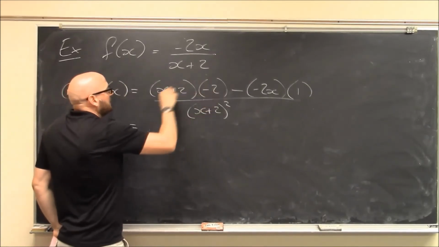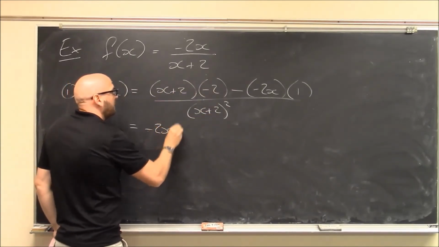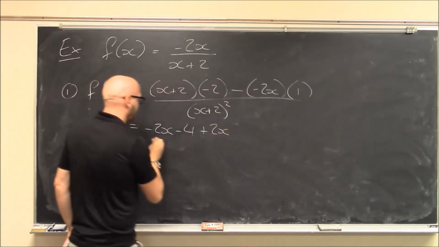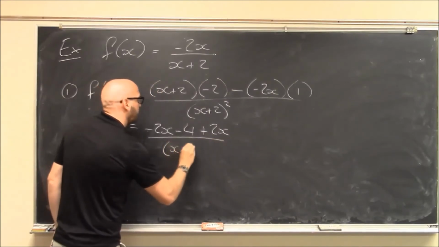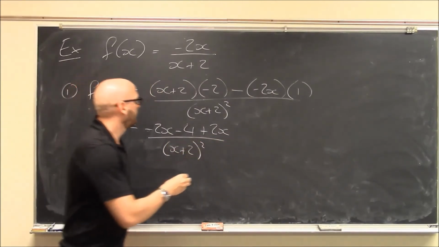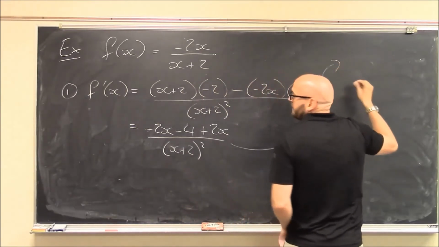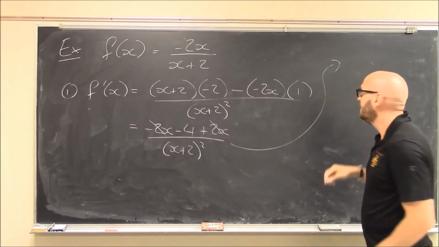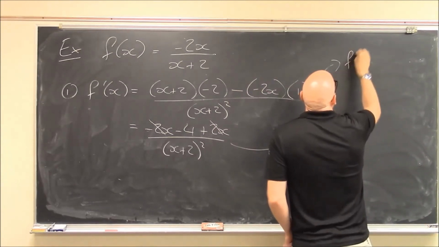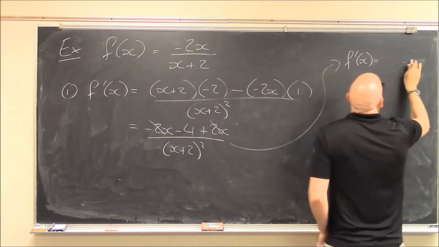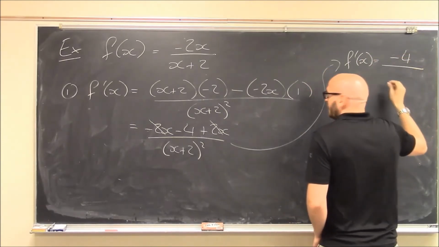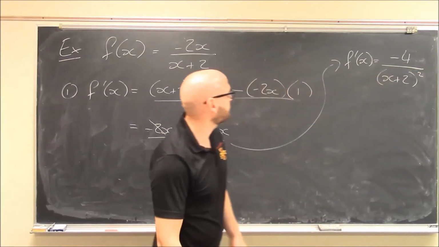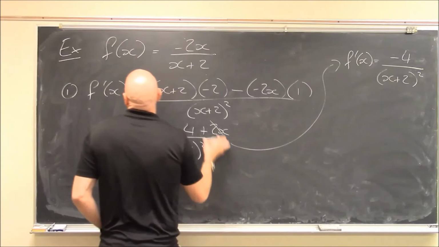And clearly I want to distribute this out. So I've got minus 2x minus 4 plus 2x over x plus 2 squared. And I want to leave this on the board, so I'm going to write it finally up here. These obviously cancel, right? Minus 2x plus 2x. So our derivative, f prime of x, is minus 4 over x plus 2 squared. Okay, there's our derivative.